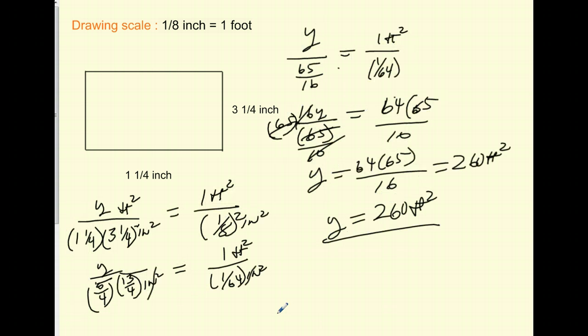And so this is how you calculate an area on a blueprint. You measure the area with a ruler, and then you set up your proportions equal to each other: the ratio of what you measured with your ruler equal to the ratio of the scale. Then you calculate the area, and this time you square the drawing scale, because now you're looking for an area.